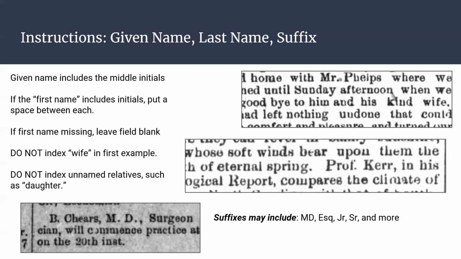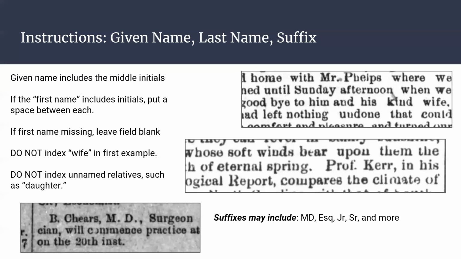So in the top clipping here, we have Mr. Phelps. So Mr. would go into the prefix field. The given name would be left blank, and Phelps would go into the last name field. We ask that you do not include people that are just alluded to, but not specifically named. So here in this same clipping with Mr. Phelps, it does mention his kind wife, but she is not named. So you would not try to index her. Also, do not index if you see phrases like and daughter and son, but their name is not mentioned.